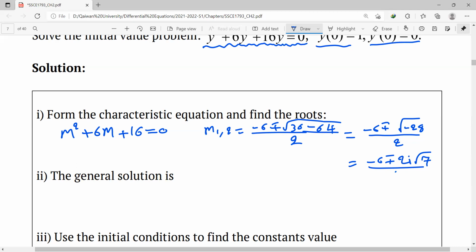All dividing by 2. Here, we can take 2 as the common factor between the terms in the numerator and cancel it out with the denominator. That means m1 and m2 equal minus 3 plus minus i square root of 7. If we take 2 from the numerator, we get 2 times minus 3 plus minus i square root of 7. Those two are going to cancel out. We get minus 3 plus minus i square root of 7.